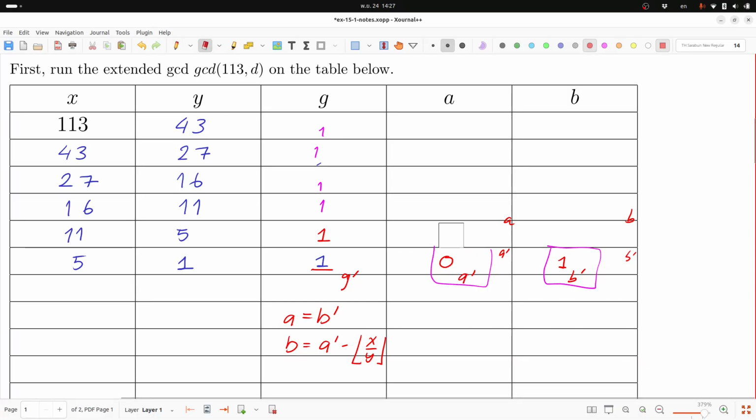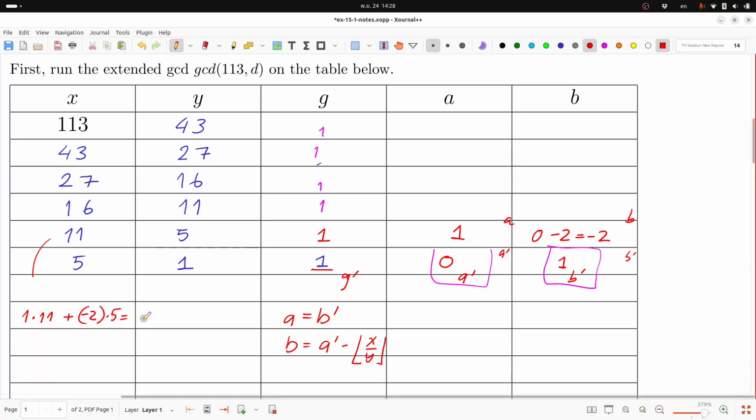So let's try to plug in to see if it works. So this is 1, and this is 0 minus x over y, and the floor of x over y. So 11 divided by 5, it's going to be 2, right? Because you round it down. So this is minus 2. Okay, so let's see if it works. So to check, it's going to be 1 times 11 plus minus 2 times 5. Is it 1? So 11 minus 10, so it's 1.